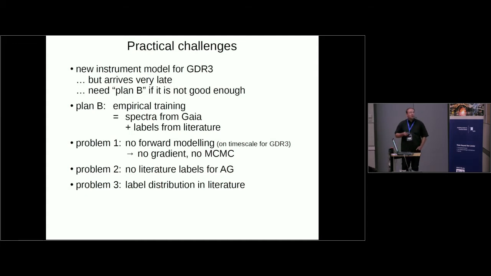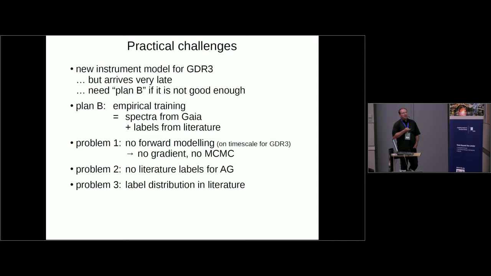So the second problem is, as I mentioned before, we have no literature labels, or at least for extinction, you may actually be able to find or derive literature labels yourself, but certainly not for the Gaia G-band, because where should it come from? I mean, we are Gaia, we don't have it, nobody else has it. And the third problem is that Katharina, I believe, already alluded to earlier in her talk.